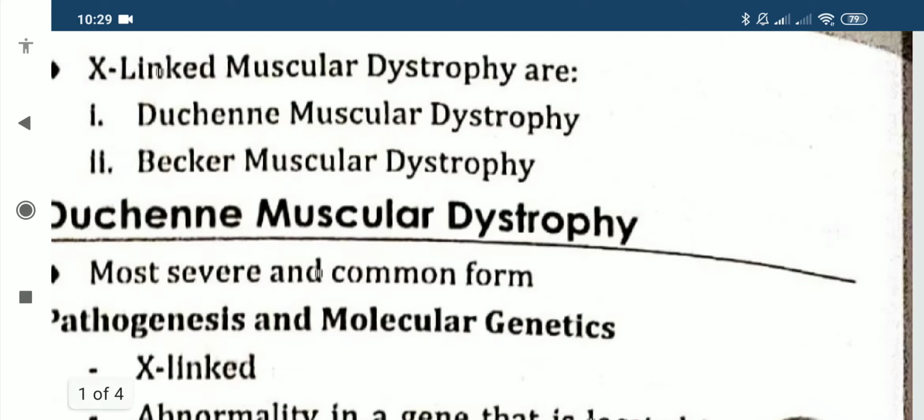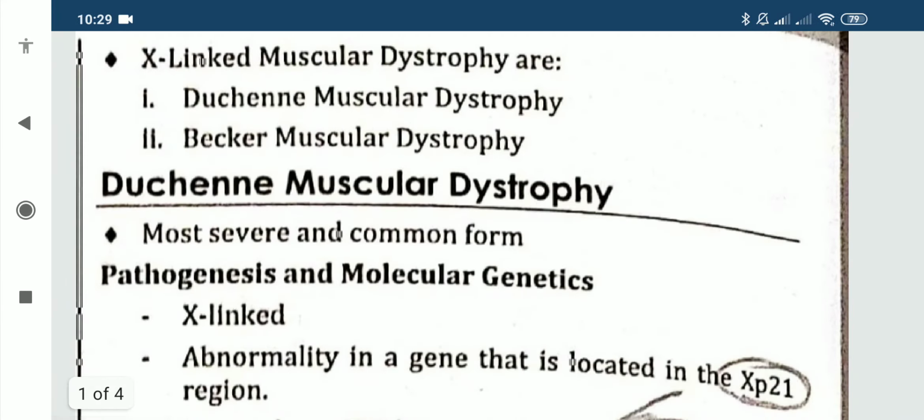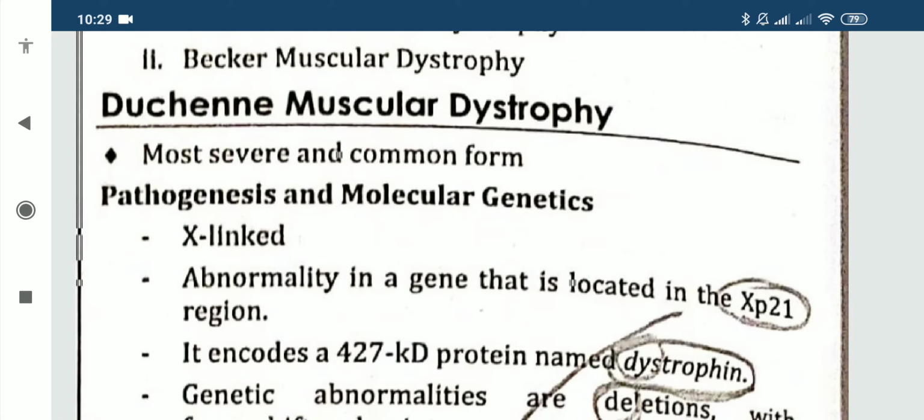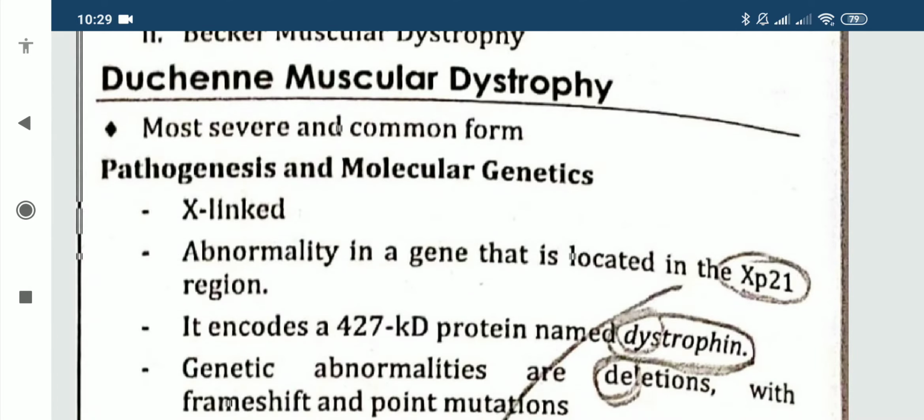Duchenne muscular dystrophy. There are many types of dystrophy. One of the most common is Duchenne muscular dystrophy. It is the most common and the most severe form of dystrophy. Pathogenesis, or the molecular genetics, of Duchenne muscular dystrophy starts with D.